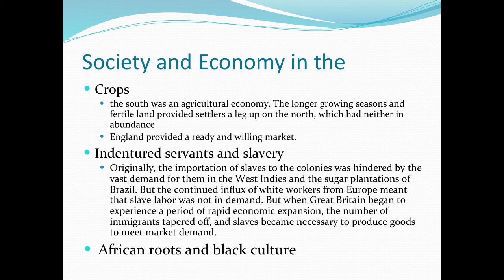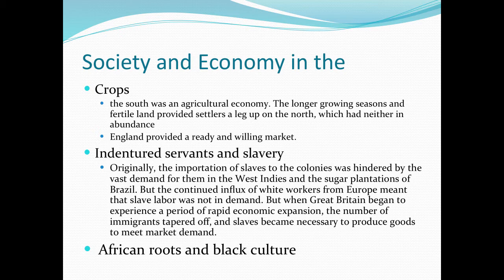So, the southern colonies, the crops. Thanks to the environment and the growing seasons, the southern colonies were well known for their agriculture. Places like Virginia grew tobacco, South Carolina became known for rice, and North Carolina became known for pine tar, which was used for the shipmaking industry, for sealing boats and all that sort of stuff.